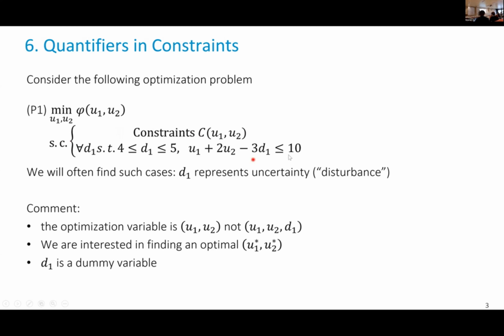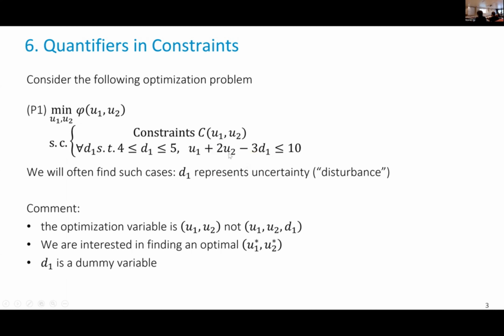And in addition, I have a constraint of this type. This symbol means for all D1 that satisfies this. So what is implicit here is that D1 is a single dimensional number. For all D1 that happens to be between 4 and 5, and such that this relation that combines the control variables of my optimization problem, and this D1, which is called a disturbance, satisfy this inequality here.